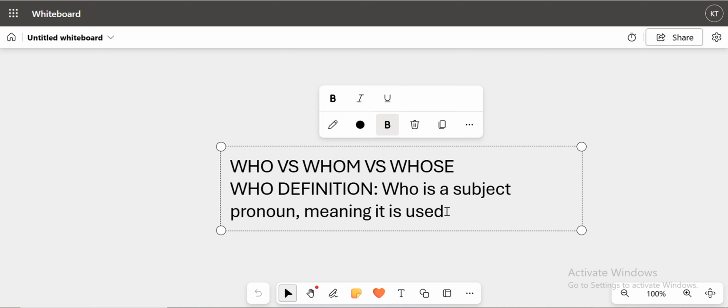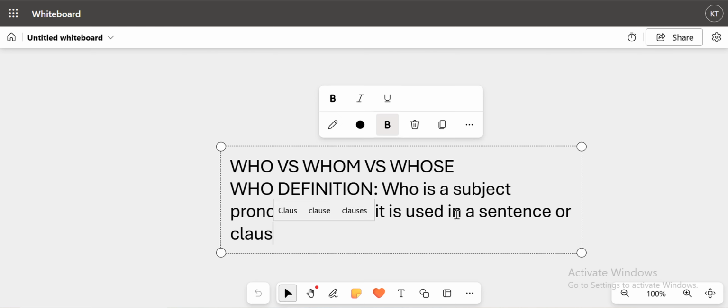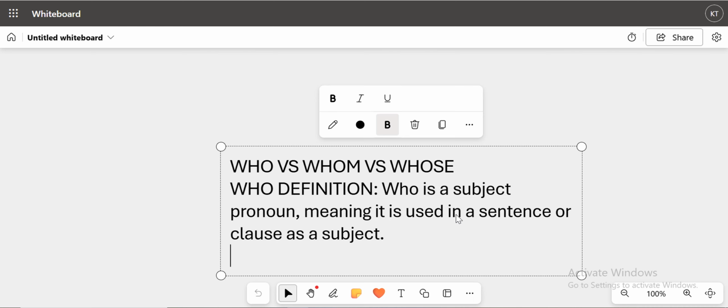Meaning, it is used in a sentence or clause as a subject. Now, for example, Harvey kicked the ball.